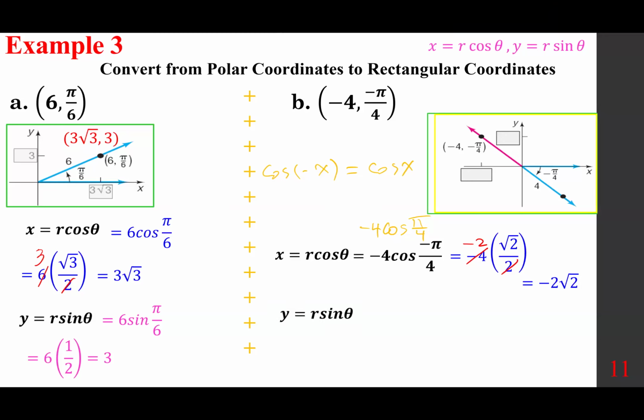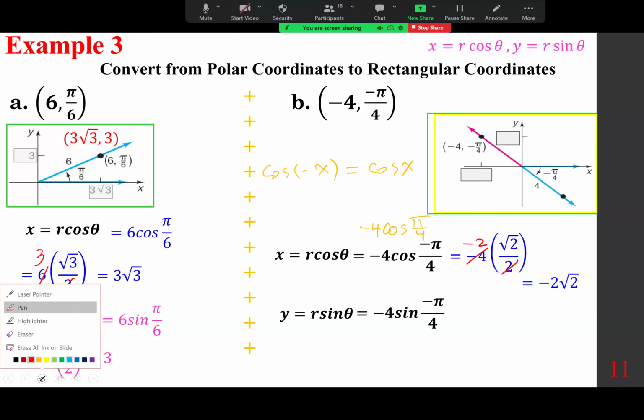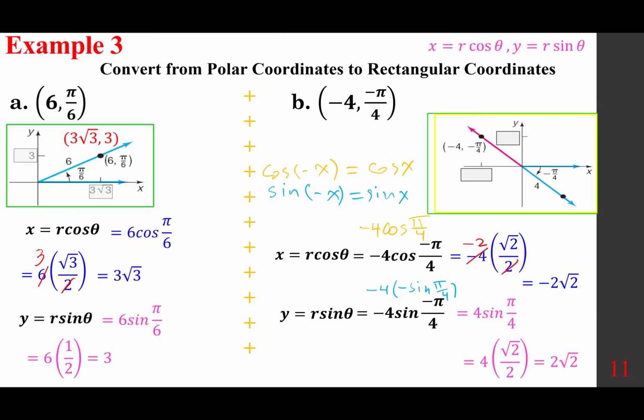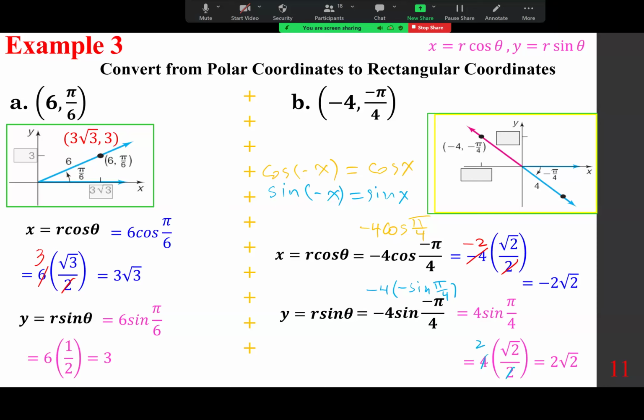Y equals r sine theta. So write it down. Now sine is an odd function. So what you're looking at here is minus 4 times minus sine of pi over 4, which makes it positive 4 sine of pi over 4. So 4 times square root of 2 over 2, we get 2 square root of 2.